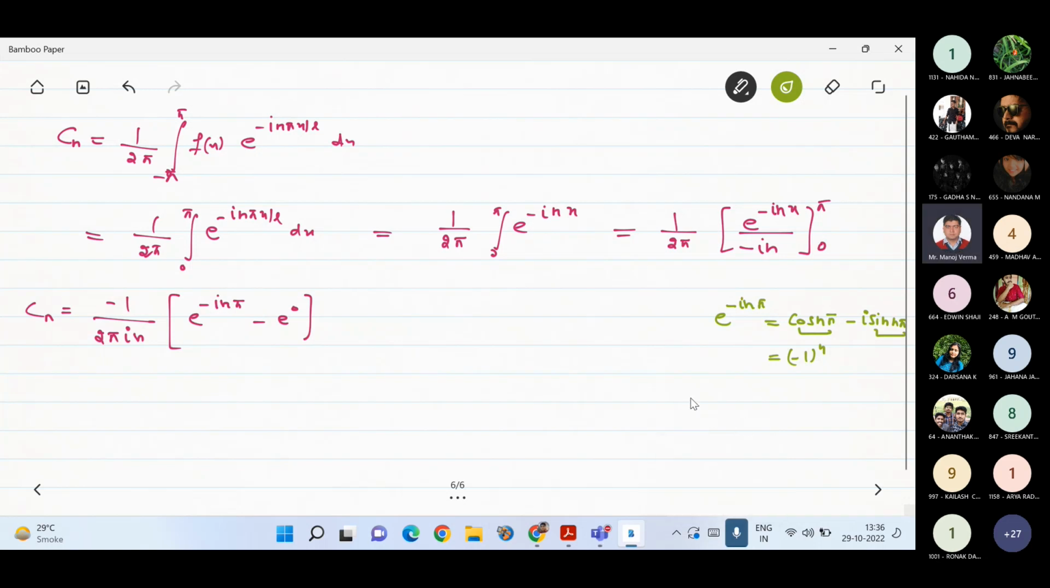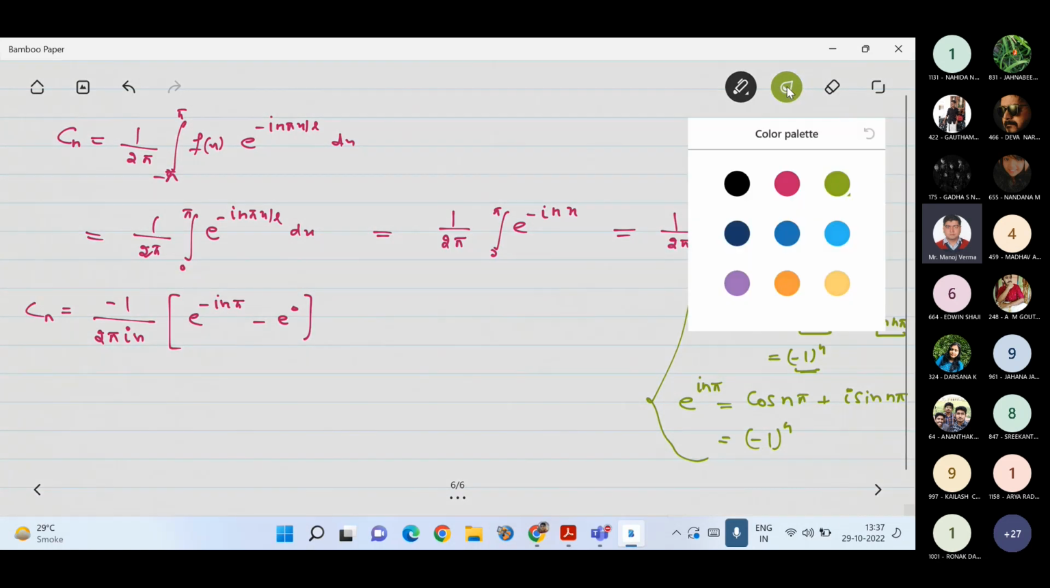And similarly, this e raised to the power iota n pi can also be written as cos n pi plus iota sin n pi. Again, sin will become 0 for all the integral values of n, and cos n pi will become minus 1 raised to the power n. So this term, e raised to the power iota n pi or e raised to the power minus iota n pi, is actually minus 1 raised to the power n and nothing else.